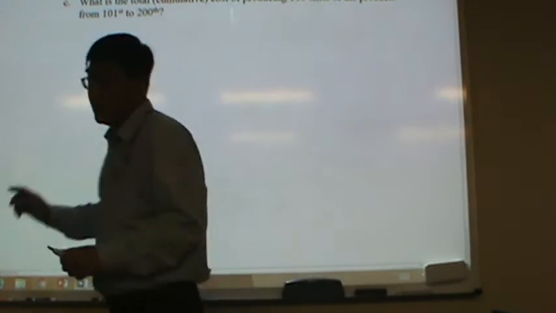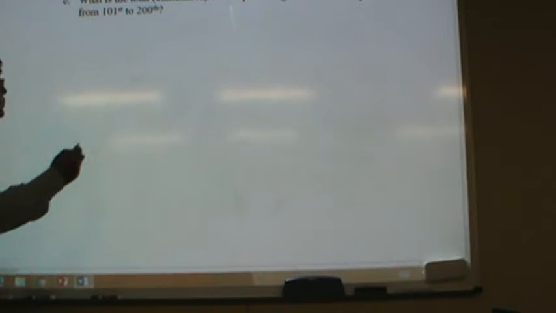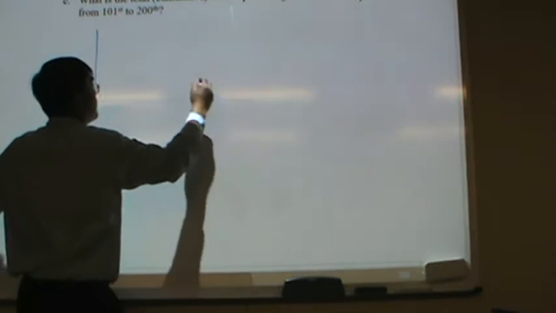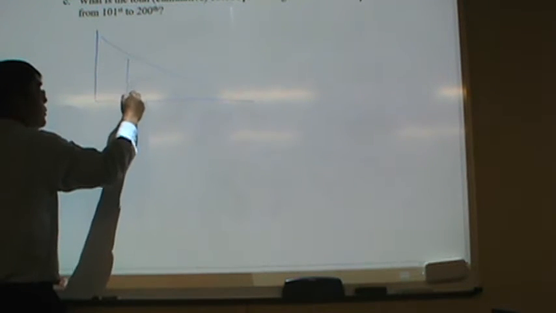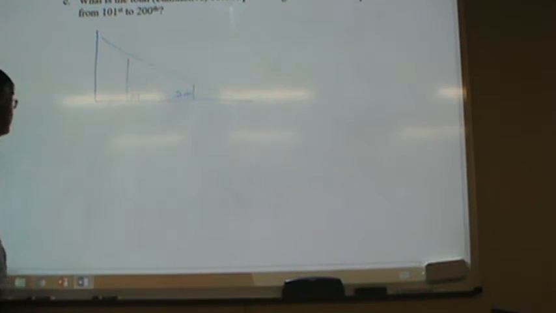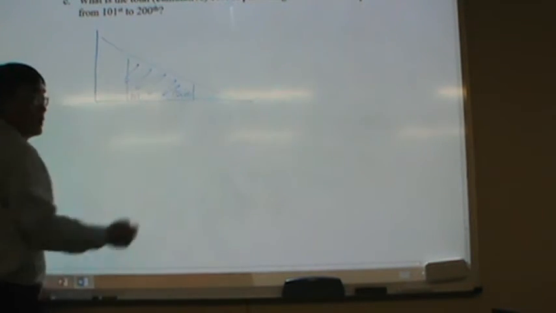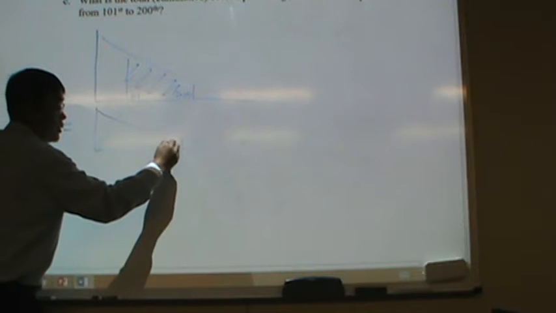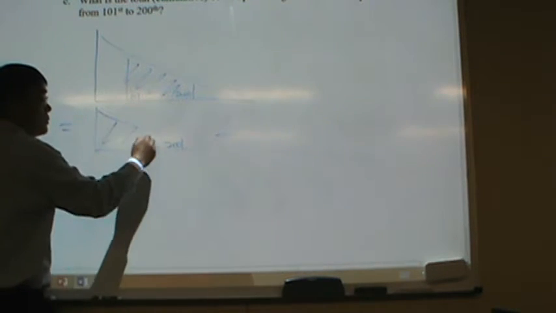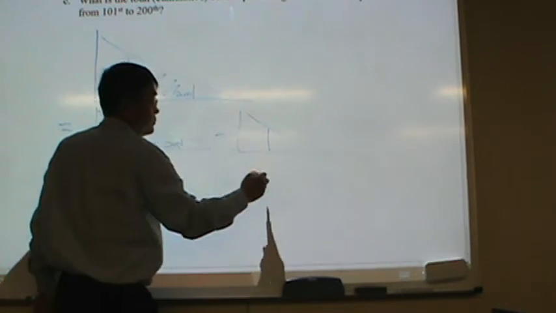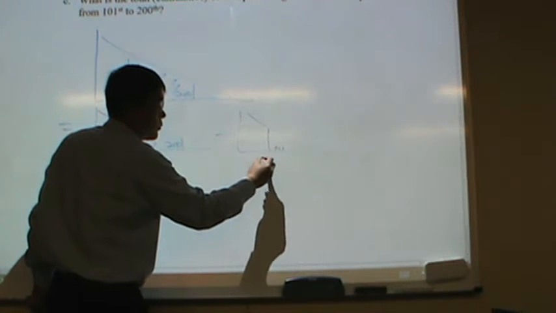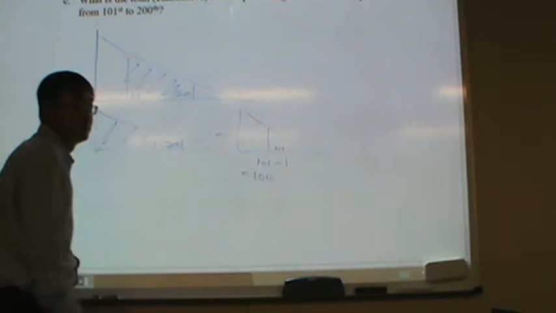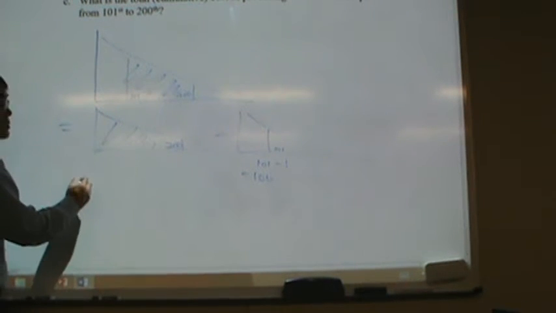What is the total cumulative cost of producing 100 units of the product, from 101 to 200? The cumulative area equals the bigger one, 200, minus the smaller one, 101 minus 1, equals 100, right?